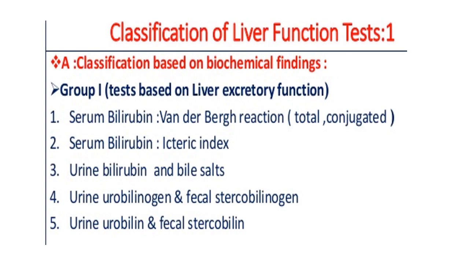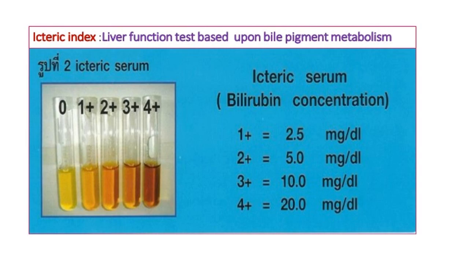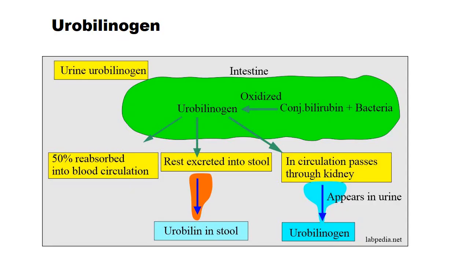So to come to the summary of the liver function tests, number 1 is based on the liver excretory functions: serum bilirubin, icteric index, bile salts, urine bilirubin, urobilinogen or fecal stercobilinogen. Icteric index we have spoken of before, and this is the cycle which shows how urobilinogen is formed in the intestine. Conjugated bilirubin and the bacteria form urobilinogen. 50% is reabsorbed, some is excreted in stool and some passes through the kidney to appear in urine.